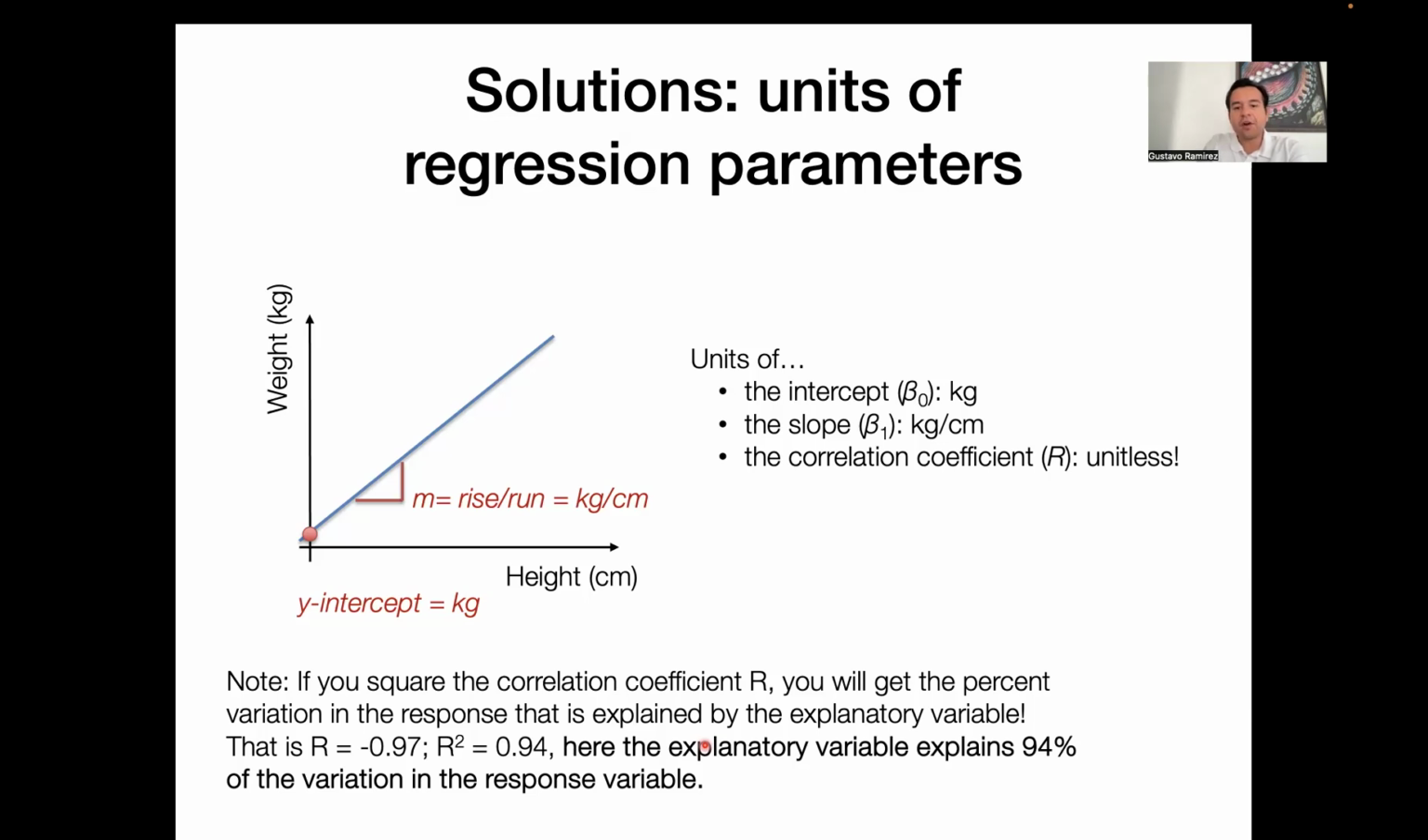Okay. Note, if you square the correlation coefficient, you will get the percent variation in the response that is explained by the explanatory variables. Yeah, that's a pretty useful hint here. And I go over that extensively when we do something called multivariate statistics. But yes, if you square the correlation coefficient, you get something called the R squared. And the R squared is basically the amount of the total variance of the data set that can be explained by that one variable. So again, the explanatory variable in this case would explain 94% of the variation in the response variable. Okay.